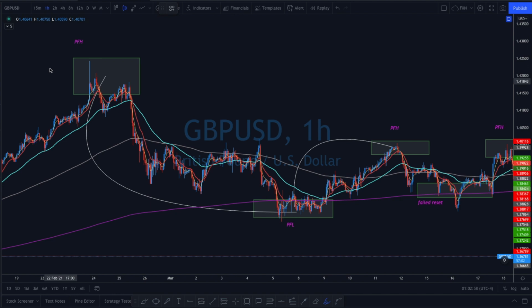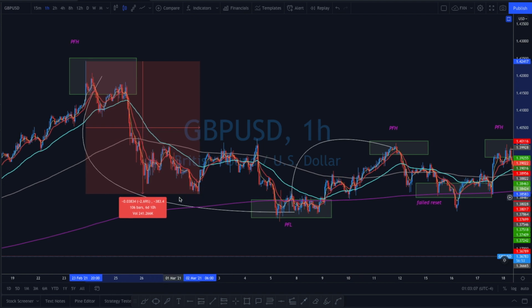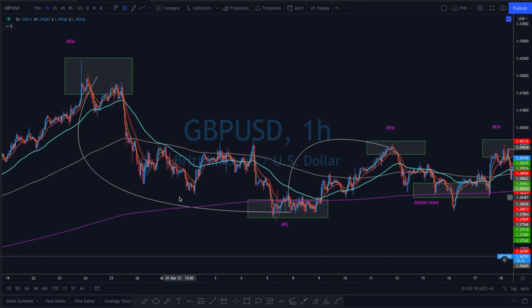So if I measure from this wick down to this part here, it's about 383 pips. Right, so if I take 383 and divide that by 90, that gives me 4.2 times ADR. Okay, so is that possible? Is that a good possibility for a good cycle? Yes, it is. Right, and then we have basically a push up right here.